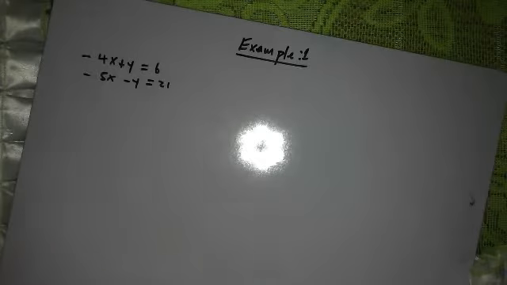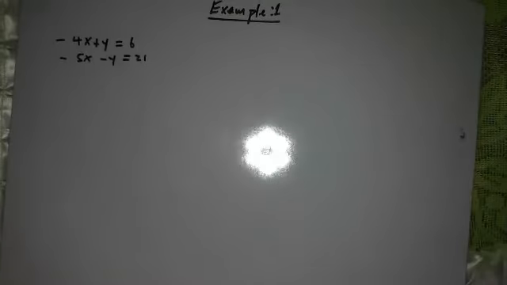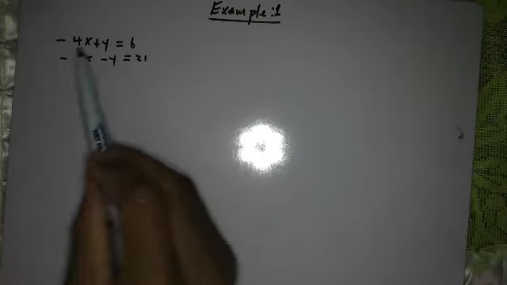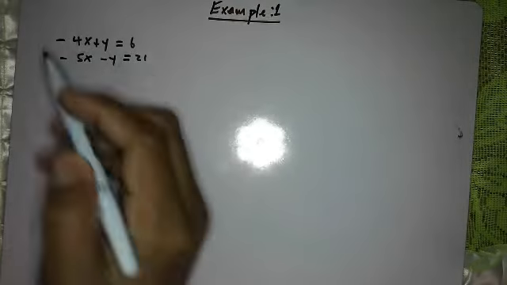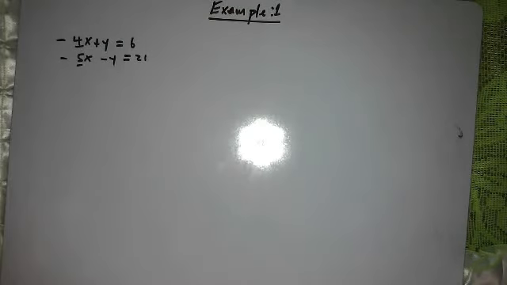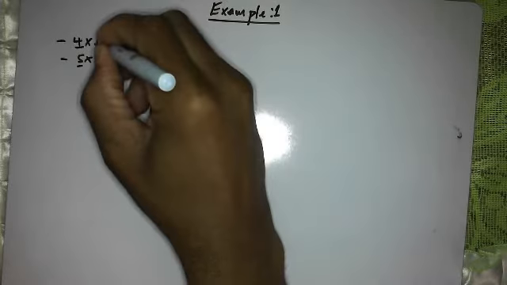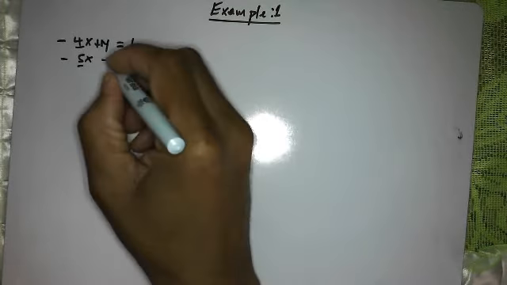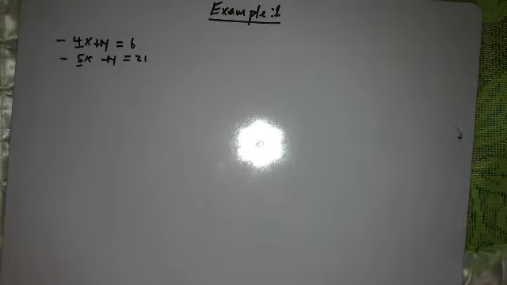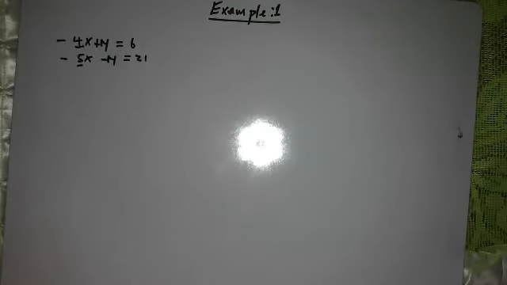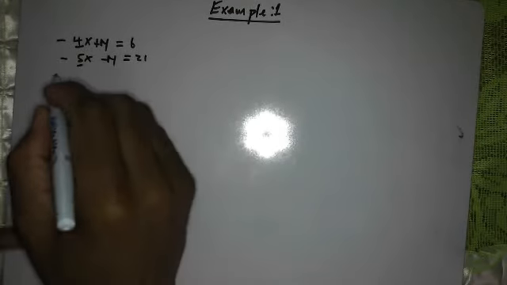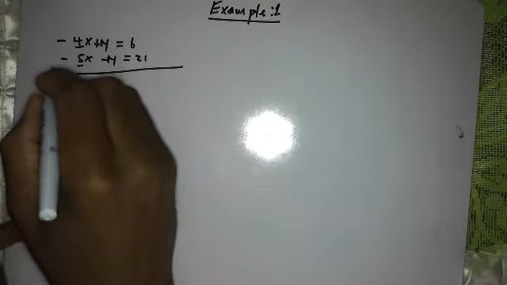Let's look at an example. Example 1. First, we want to examine this equation. When we look at the x's, this is negative 4x, this is negative 5x. The coefficients are different. Now let's look at the y's. y is the same as saying 1y, and negative y is the same as saying negative 1y. So the coefficients are the same, it's 1 here and 1 here, but the signs are different. So because the signs are different, we're going to add both equations.